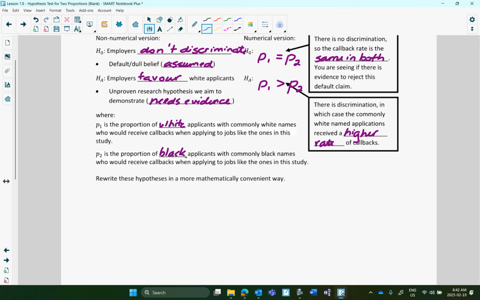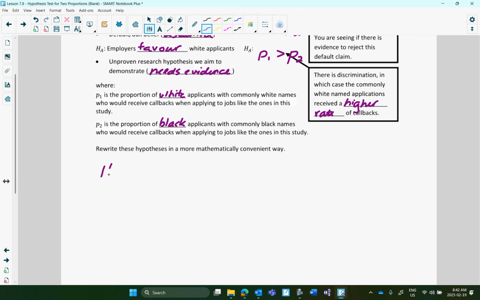Now, instead of writing it like this, we normally would write it this way when we do the null and alternative. We would say, if we took the difference between the two proportions of callbacks, it's nothing, meaning no discrimination. The alternative that we're trying to prove is that there is discrimination, which means if we subtracted the white by the black, it would be greater than 0.